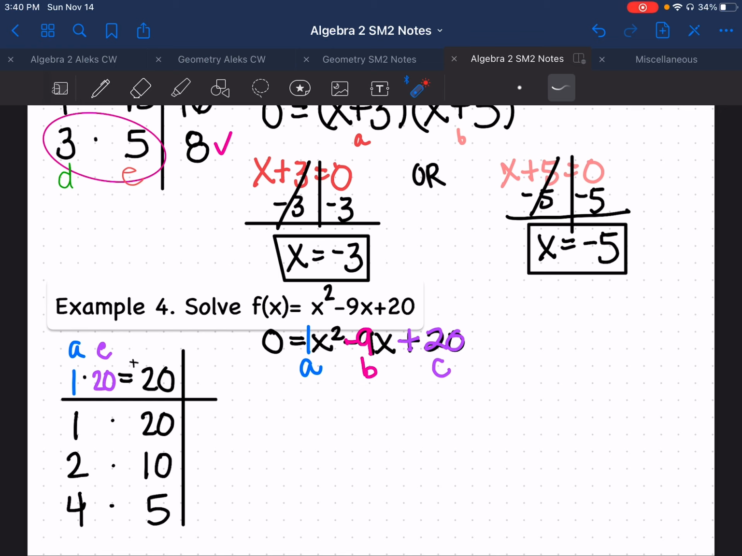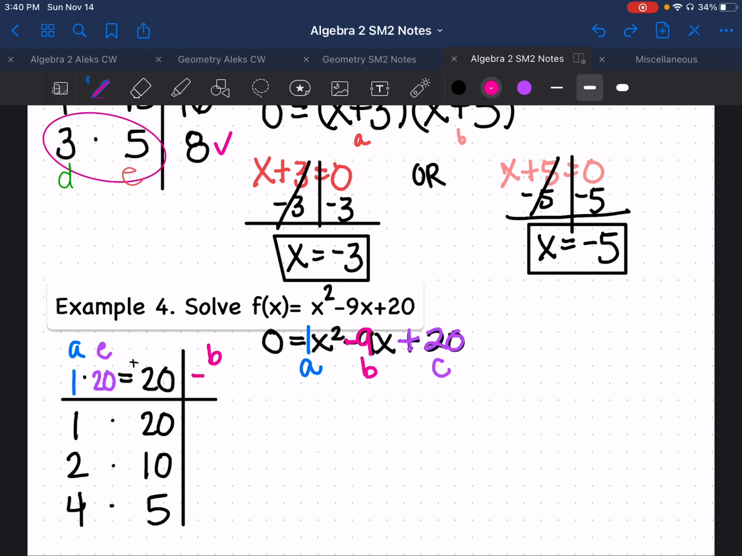Sometimes I have to use my calculator. 20 divided by 4 is equal to 5, so I would put that as a factor, 4 times 5. Sometimes I check 20 divided by 3. Nope, it's a fraction, so I don't put that as a factor. All right, then I'm going to go ahead and put my b term over here. And remember, it's very important that it's negative.